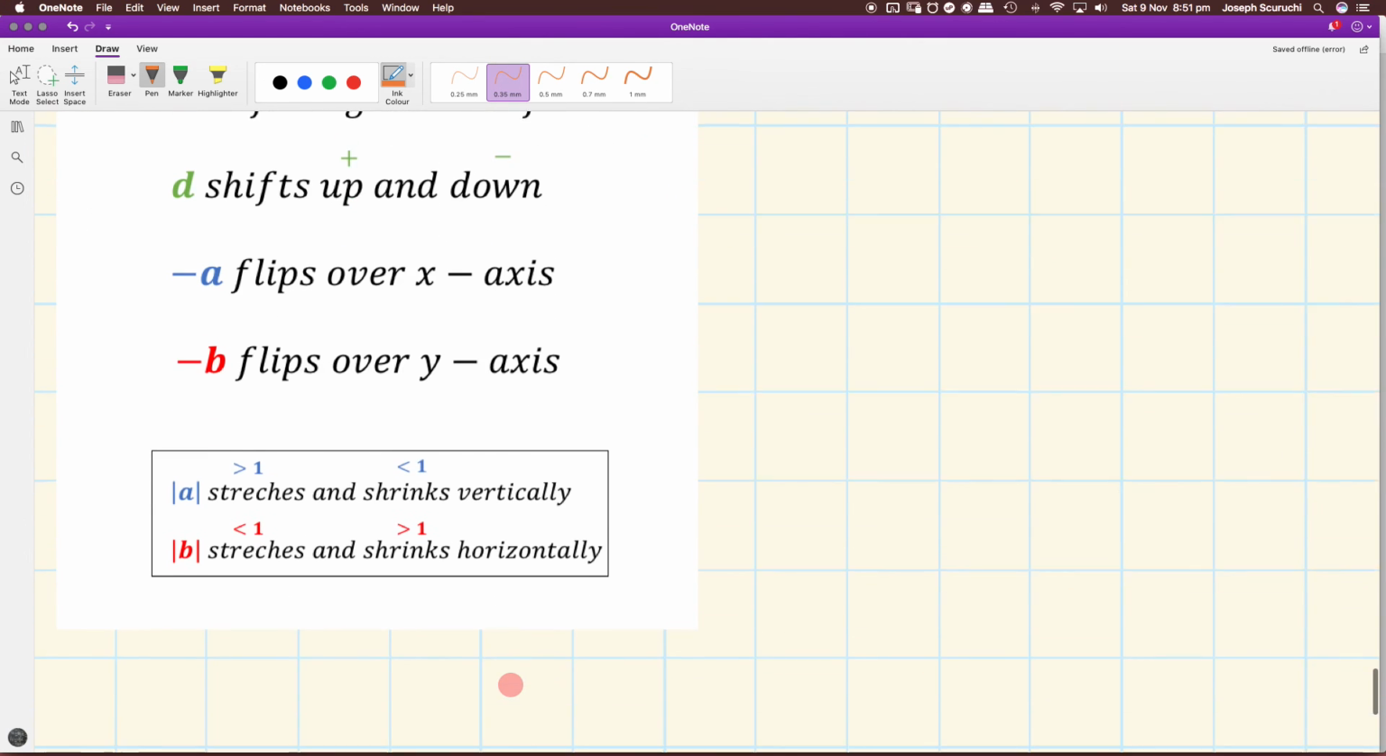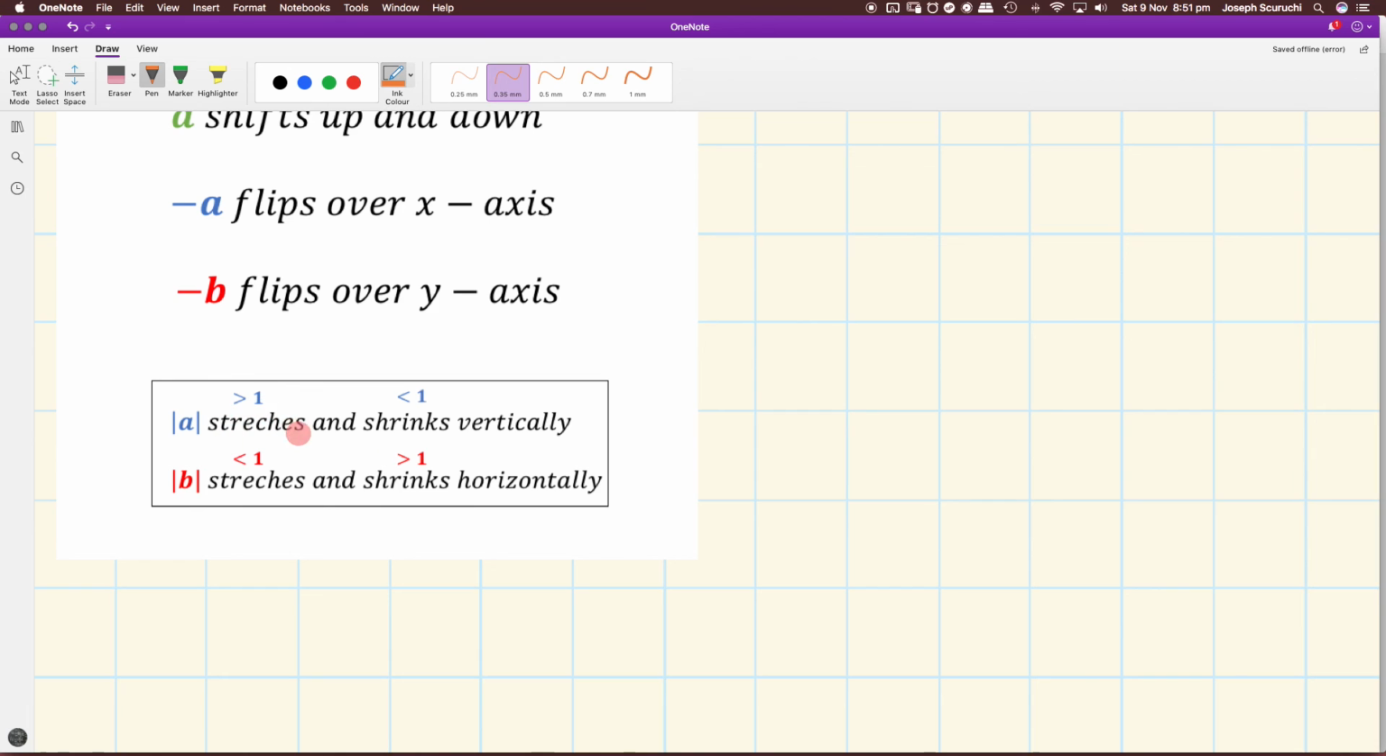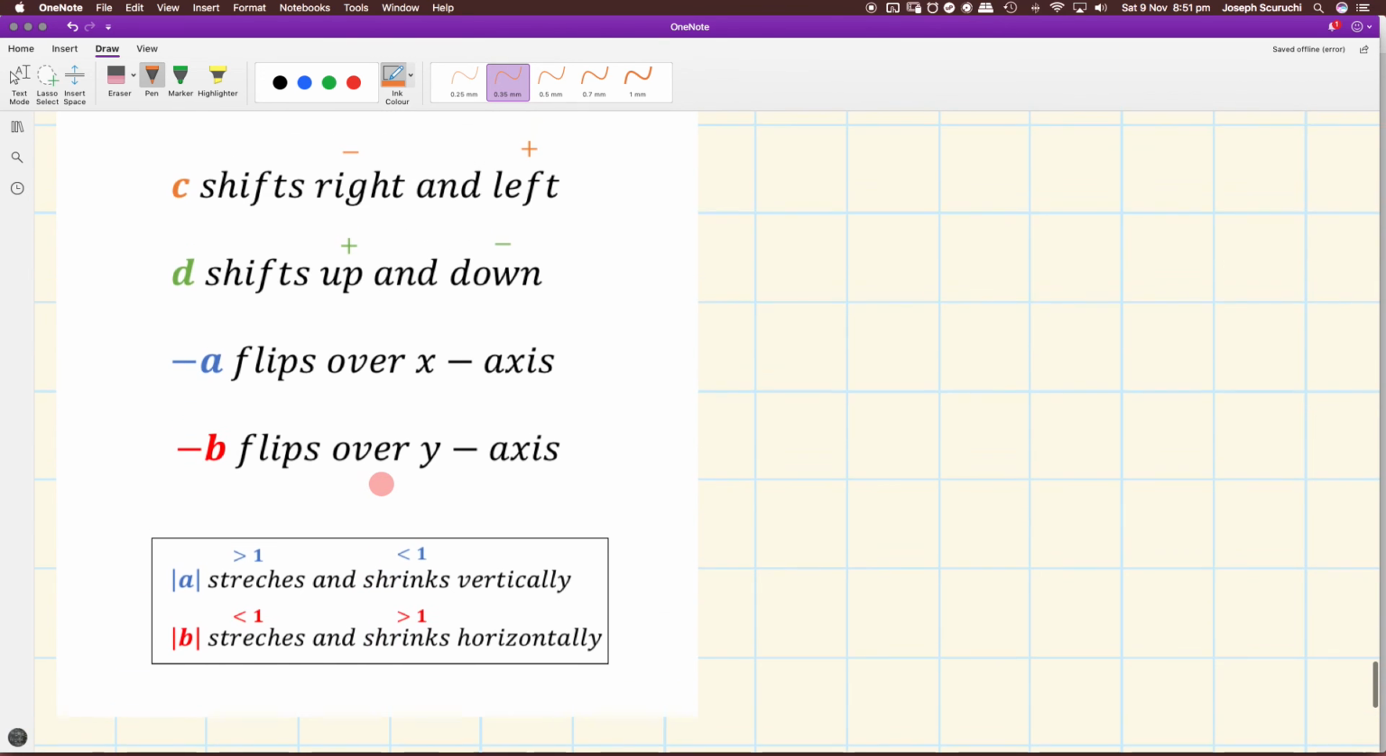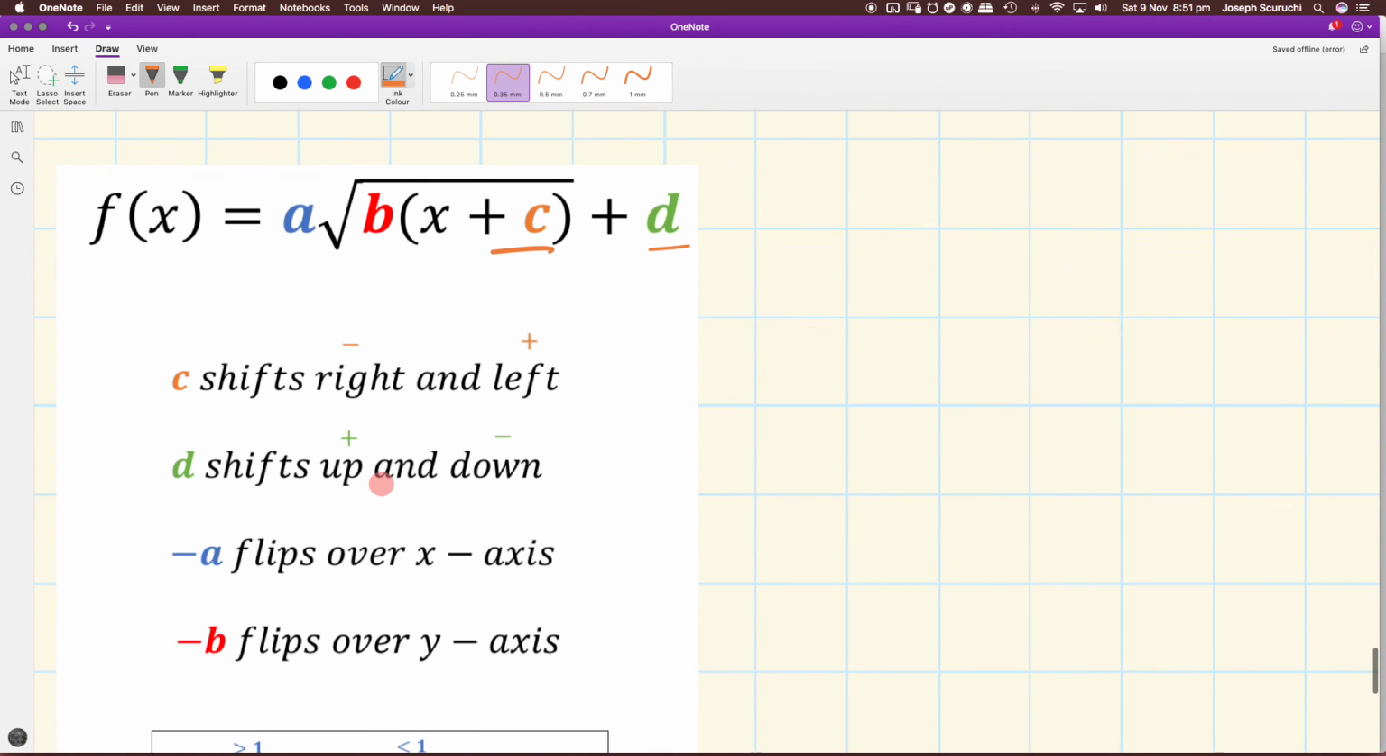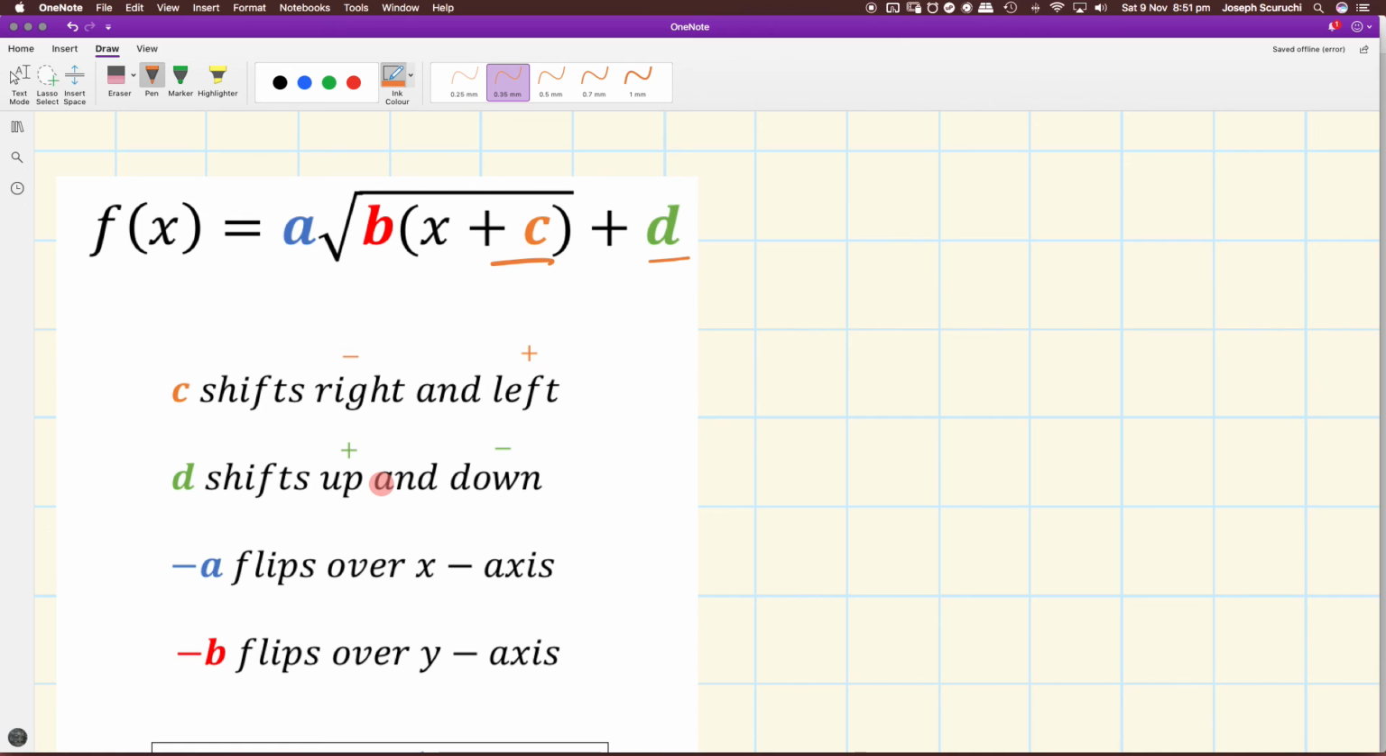Hopefully that made sense. There is some other stuff about shrinking and stretching and dilating and all that. Don't worry too much about that. We're going to focus on that a bit later. But for now, hopefully how to transform a square root function makes sense.